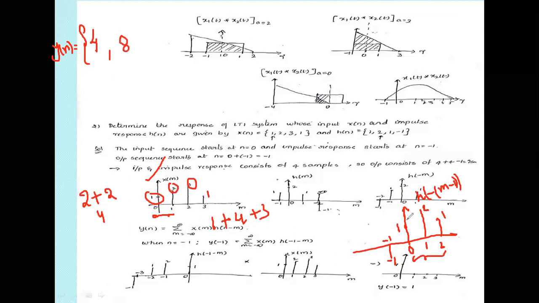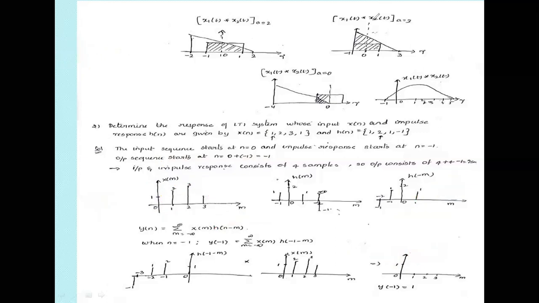Okay, 1 into 1. Here the magnitude is 1. And 2 into 2, 4. And here the 3 is there. 3 into 1 is 3. Understood, my dear students? Further, you can move like that. 4, 8. Already we got the 4, 8, the value.